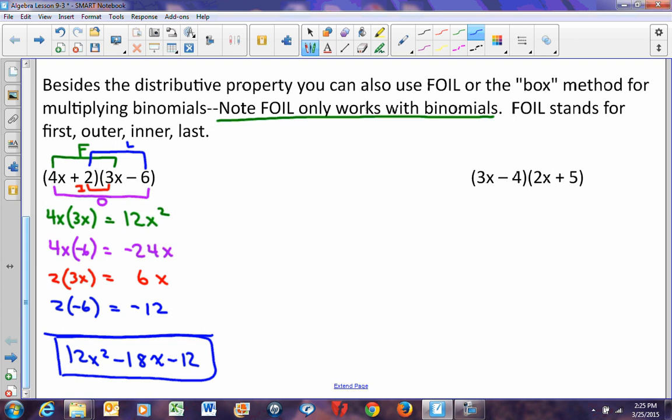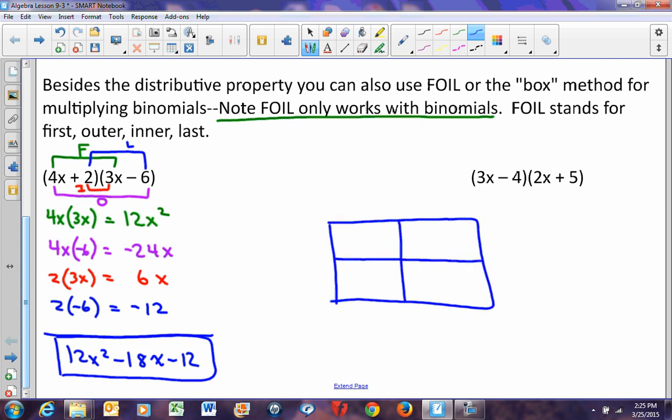Now this method actually was taught to me by my daughter when she went to college, because this is what her college professor used. I'd never seen it before. It's interesting. It works really well if you are a very visual person. Basically, you draw a box. I have 4 things here, so I'm going to draw a box that has 4 parts to it.